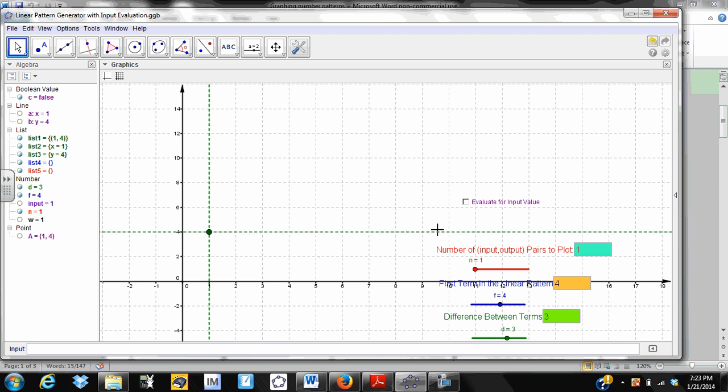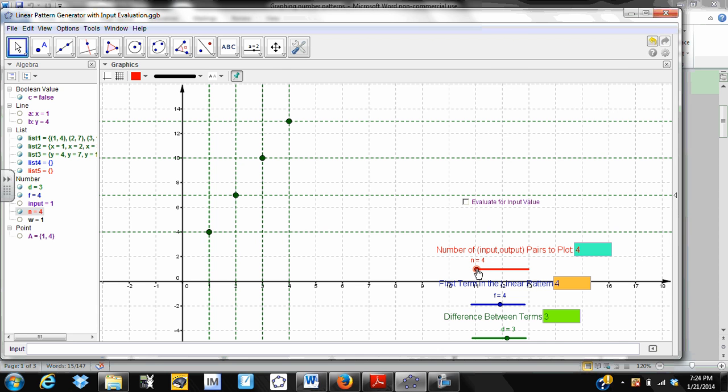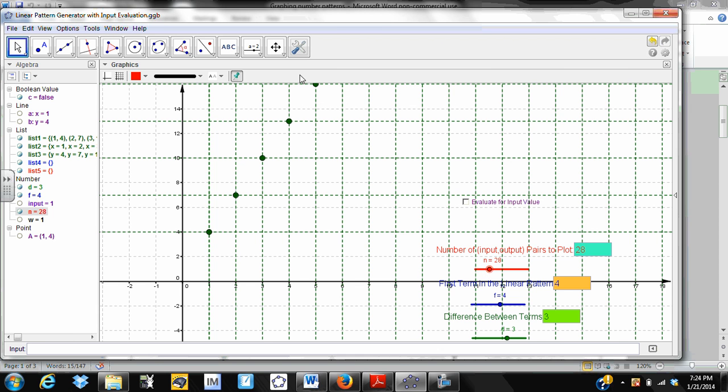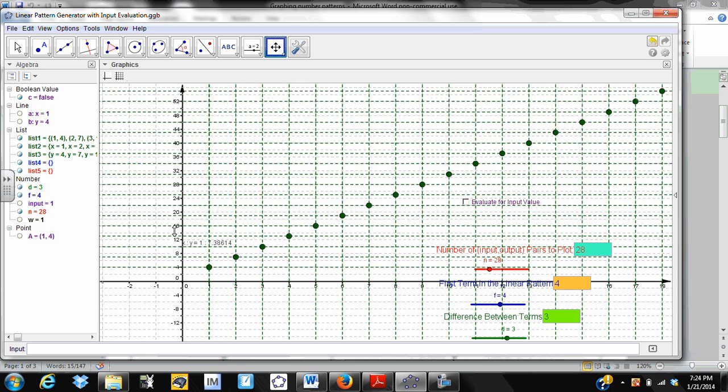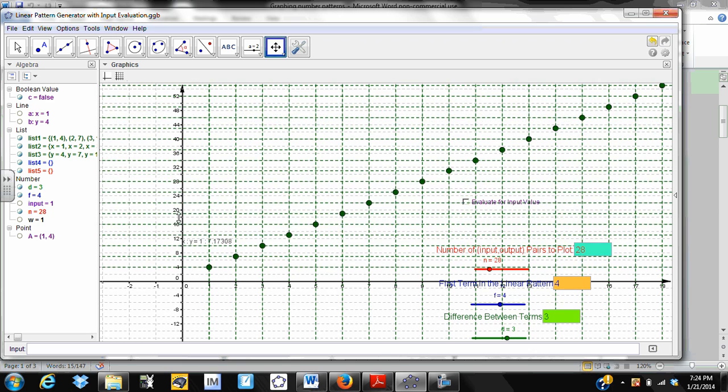Hello, welcome to the podcast that explains this GeoGebra app that I have made called Linear Pattern Generator with input evaluation. What this does is allow us to create any linear pattern we want, where we can specify the number of input-output pairs that we want to look at. Whether we want to look at 1 or 4 or 28, for instance, we can just change our scale and we can see the nice linear pattern here.